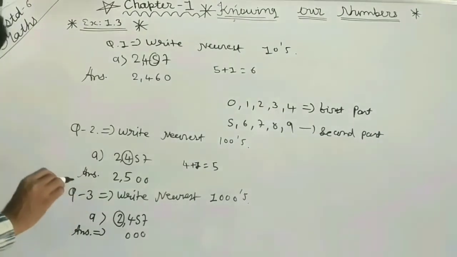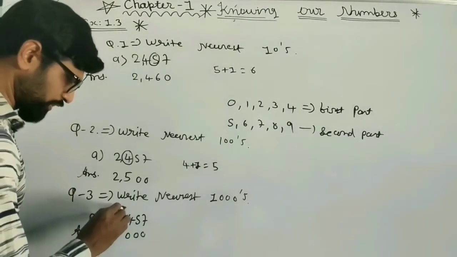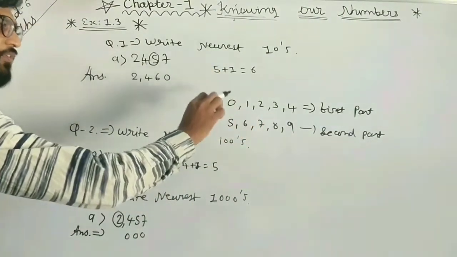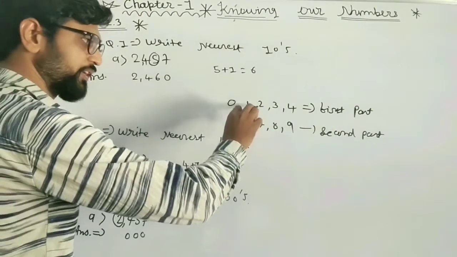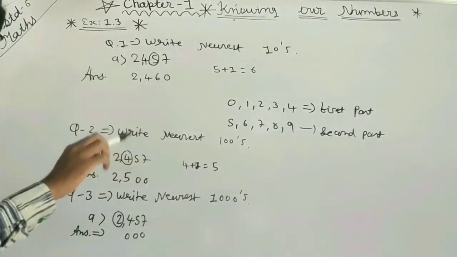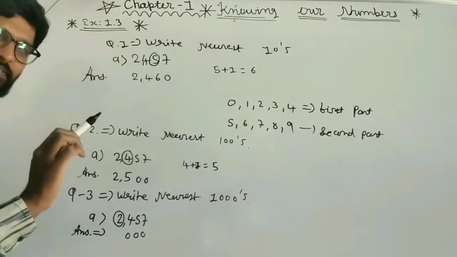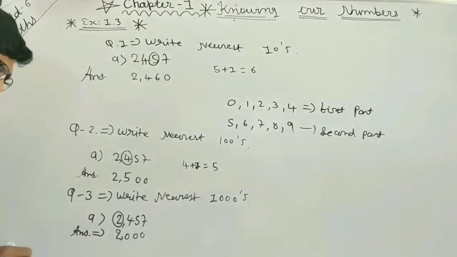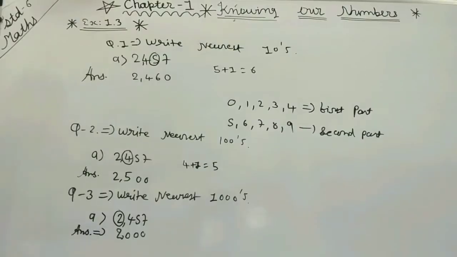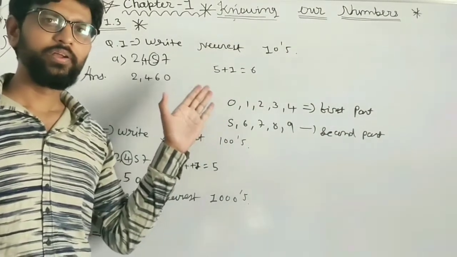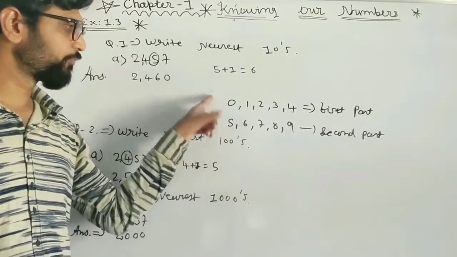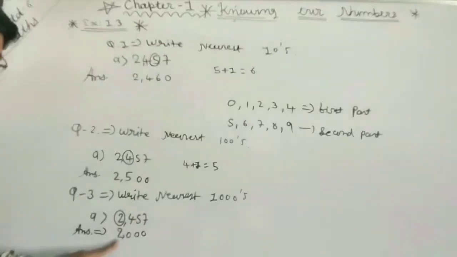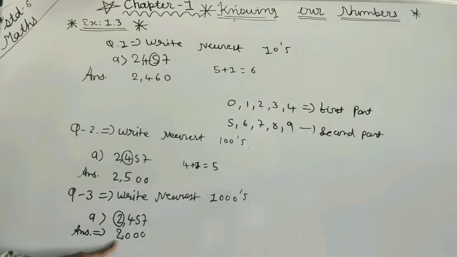Now see the very next to the 2. What is it? 4. 4 came in the first part. If any number comes from the first part, then we have to put that particular number as it is. Means write 2 here. What will be the answer? 2000. Is that clear? If any number comes from the first part, then we have to write the number as it is, which is given in your question.